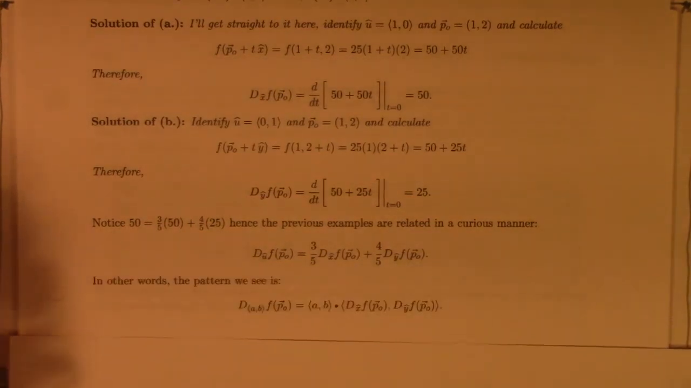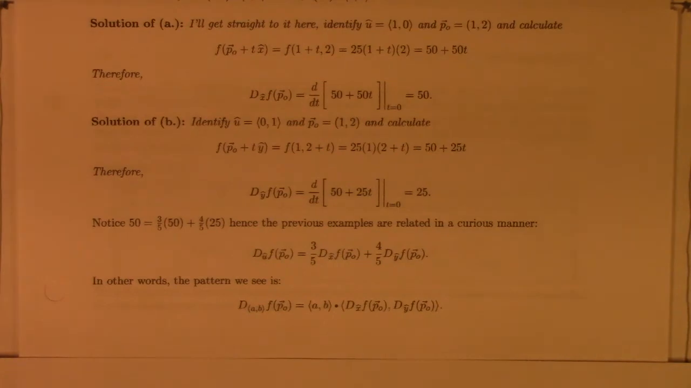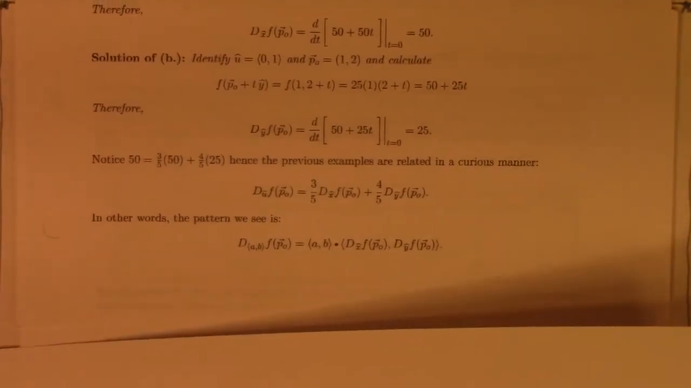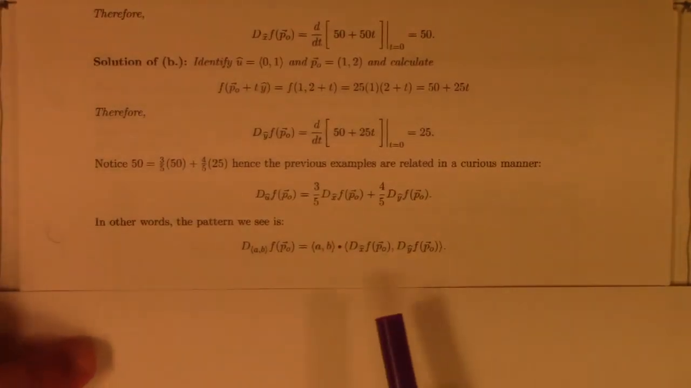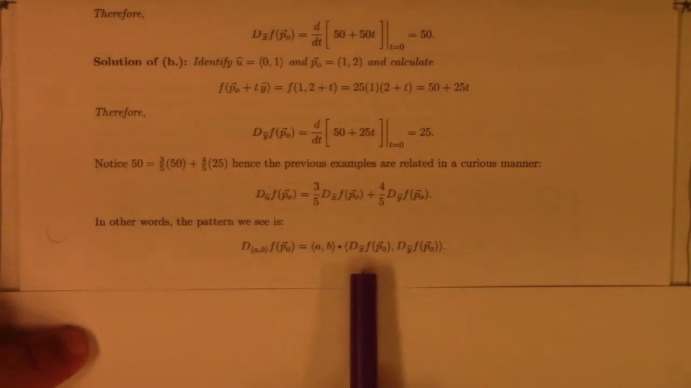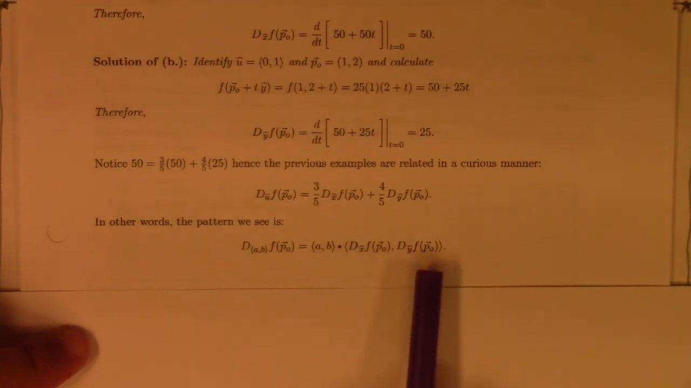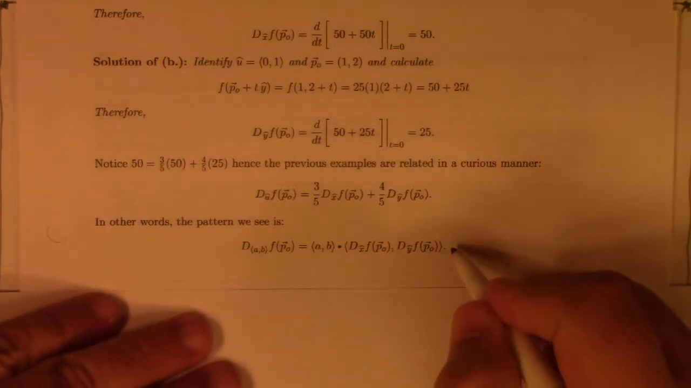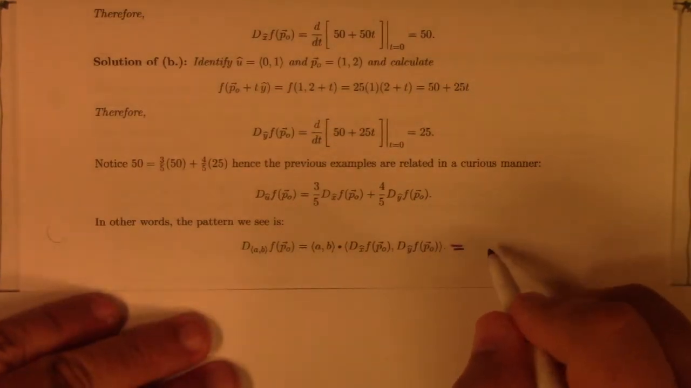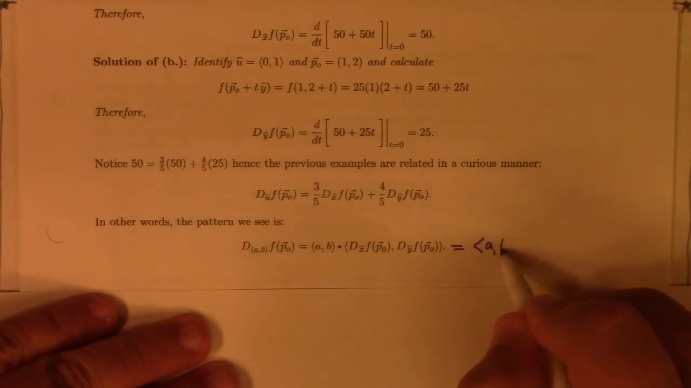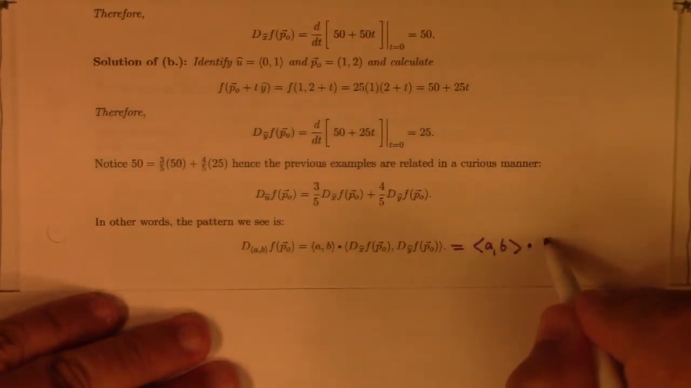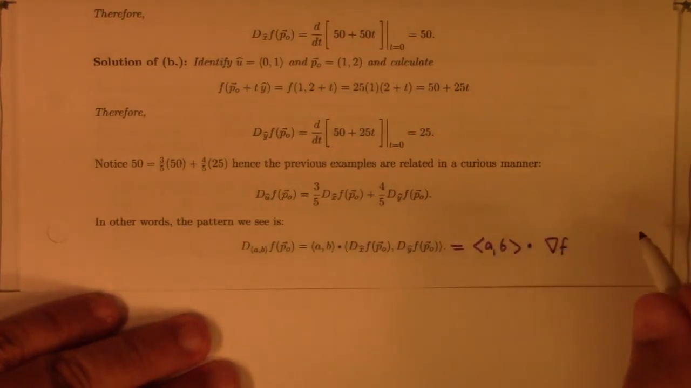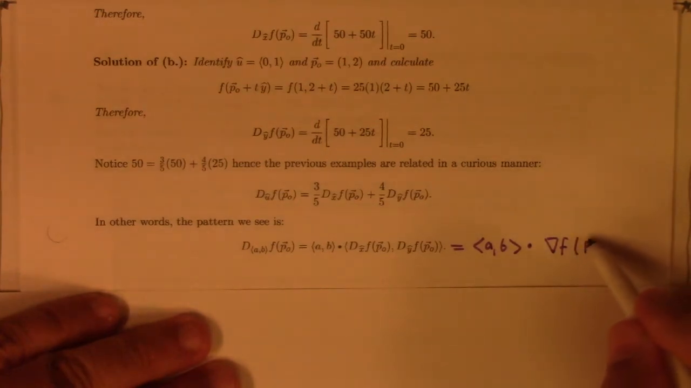direction. And to be more clear, the pattern that we're seeing is, in fact, that the directional derivative is the unit vector dotted with this vector made of directional derivatives. In fact, this has a name. Later we'll call this the gradient of f. By the end of today's talk, we'll get to the point of realizing that that's a comma b dotted with the gradient of f evaluated at the point p naught, all right?